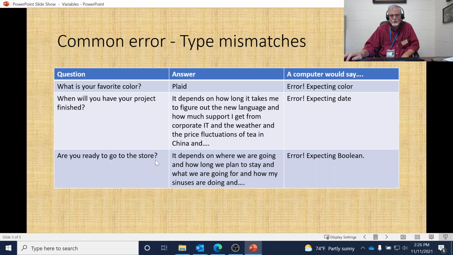Okay, are you ready to go to the store? That's a yes or no question. This is not a yes or no answer. So you could say error, expecting Boolean. Now, let's look at the type of variables we have in Block 5, the language that we use.